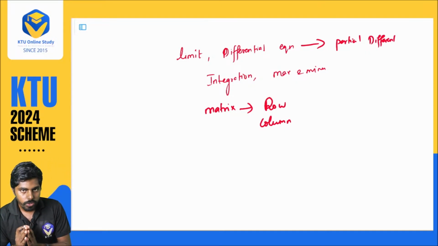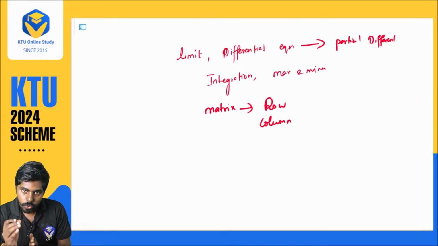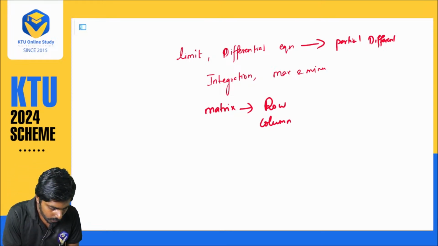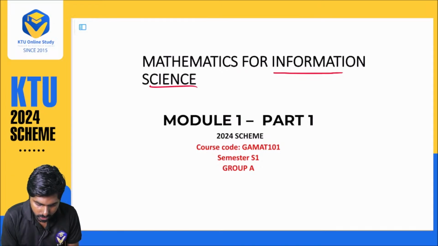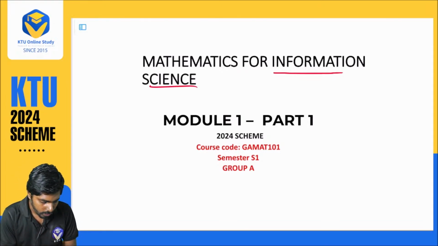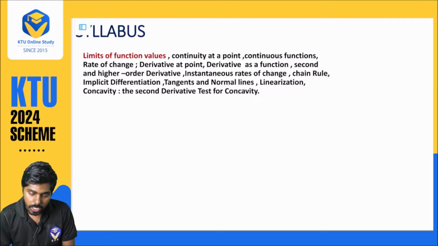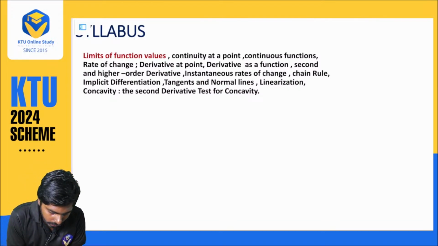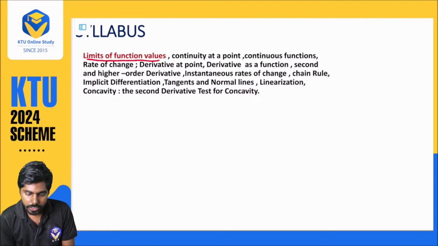So let me decode the syllabus. What is the syllabus for Group A students? That is mathematics for information science. Okay, that is for Group A students. What is the syllabus dealing with? Limit of a function value.